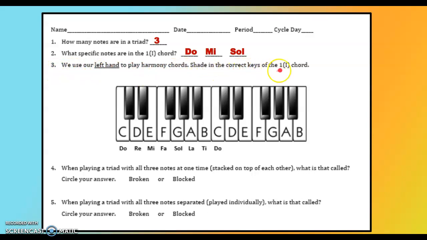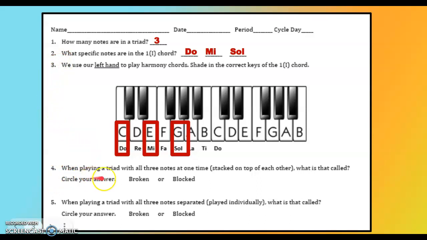Number 3, we use our left hand to play harmony chords. Shade in the correct keys of the 1 chord on this keyboard down below. If you couldn't do that before, you should be able to do it now. Shade in the 3 notes of the 1 chord. They should be do, mi, and so. If you got that correct, give yourself a check. If it was wrong, give yourself an X.